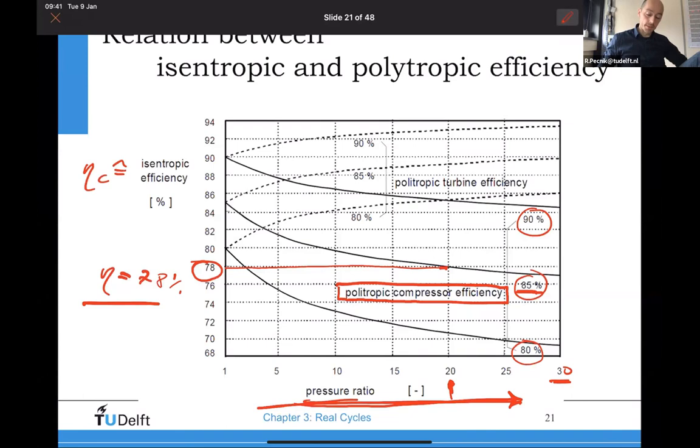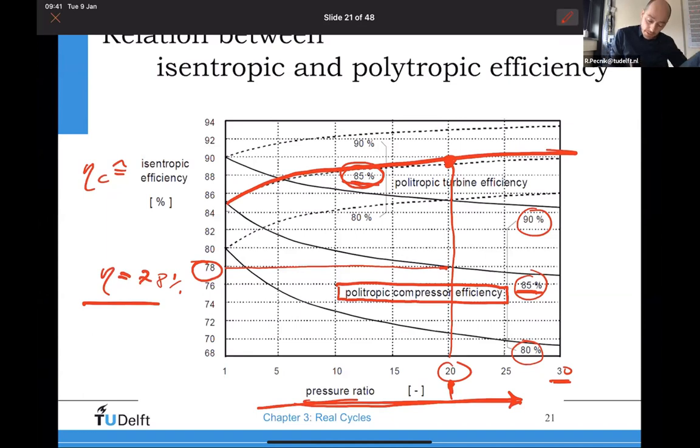If a turbine manufacturer says, okay, I can make a turbine efficiency for a stage of 85%, and I have a pressure ratio for the turbine, this is now the turbine line. This is a turbine line, okay? I have a pressure ratio of 20. I have a polytropic efficiency. Each turbine stage has an efficiency of 85%.